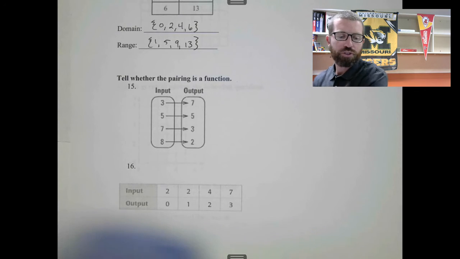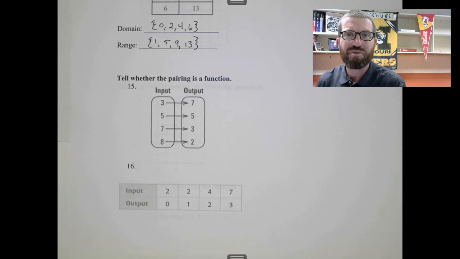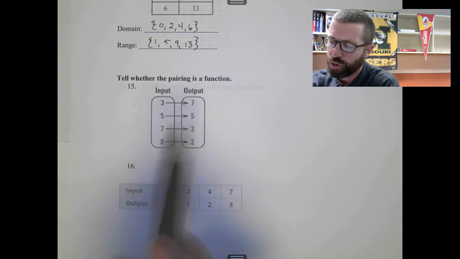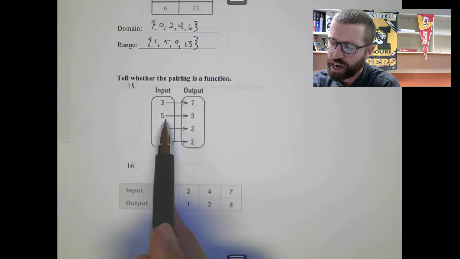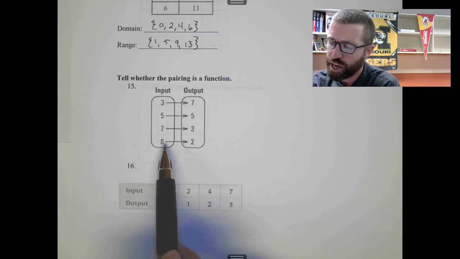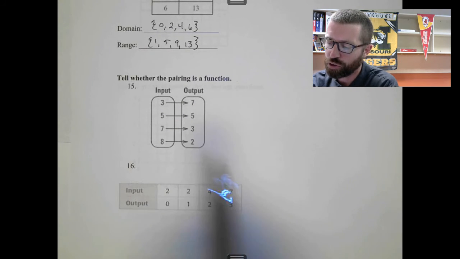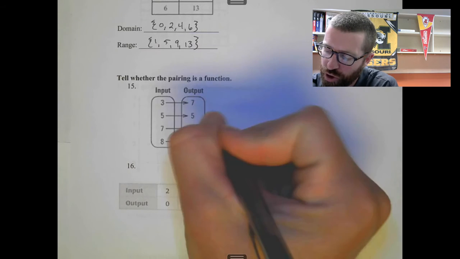Okay, on 15 and 16, we want to tell whether the pairing is a function. So for it to be a function, the inputs cannot repeat, or the input can only go to one output. So 3 only goes to 7, that's good. 5 to 5, good. 7 to 3, good. 8 to 2. So these don't diverge and go to two different spots. And so this is a function.